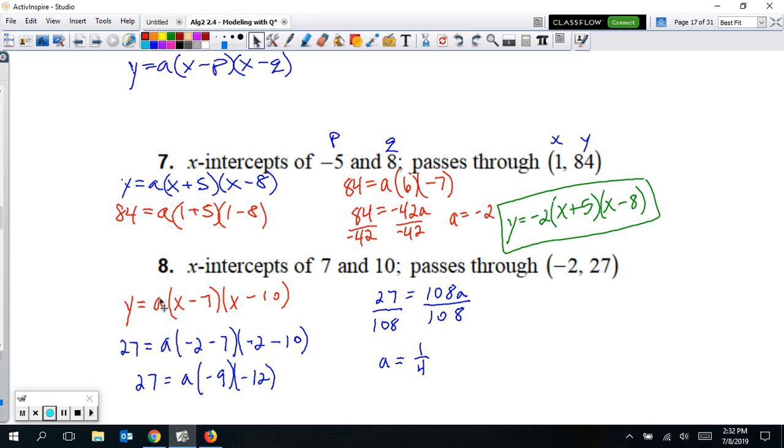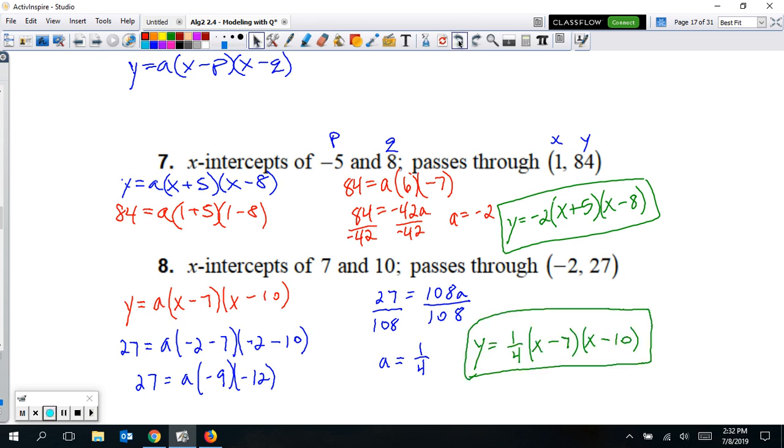And now we can replace the a number right here with 1/4. So there's our answer. Y equals 1/4, and then the two parentheses, x minus 7 and x minus 10. All right, we just have a few more problems to go, and then we'll be done with this lesson.